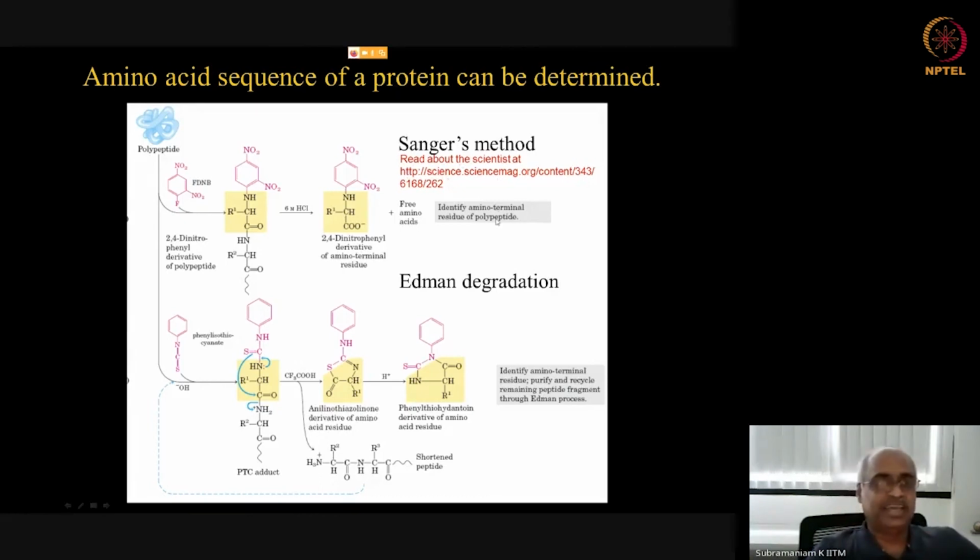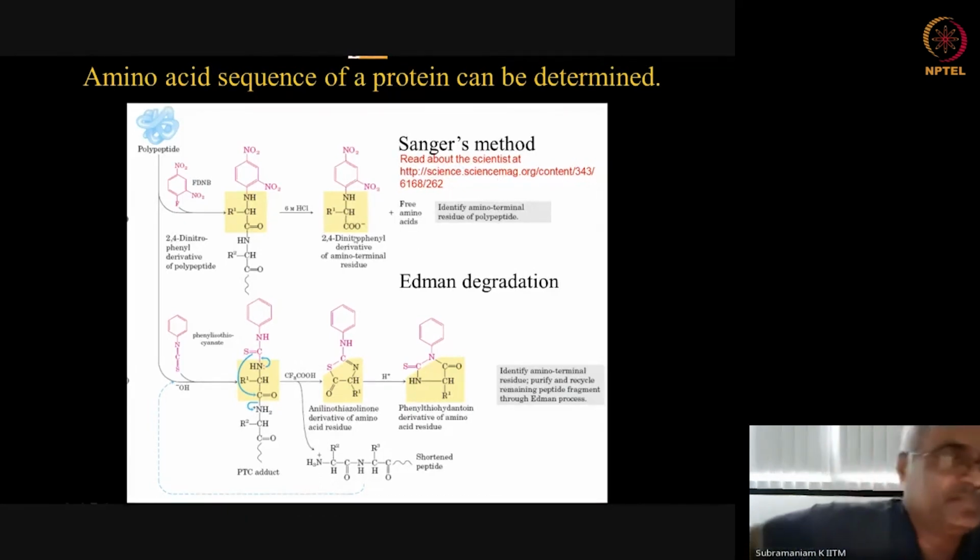So now, what is Sanger's method of sequencing proteins? So essentially what he does is, a protein chain has an N-terminal residue, meaning at one end of the chain, the amino group of that amino acid at that end is not linked to any other amino acid because it's the end there.